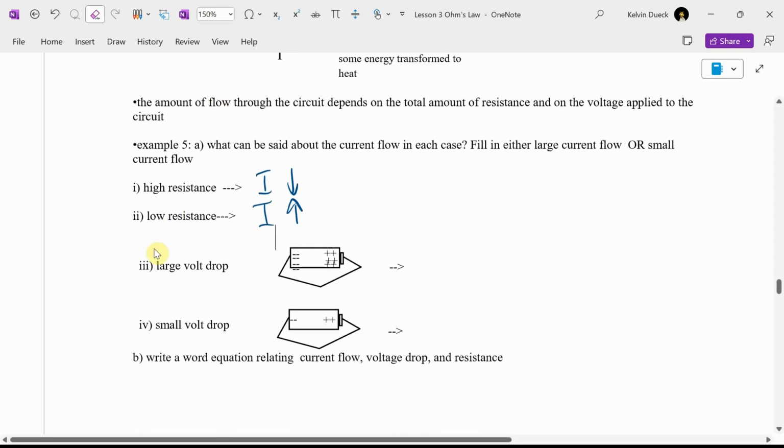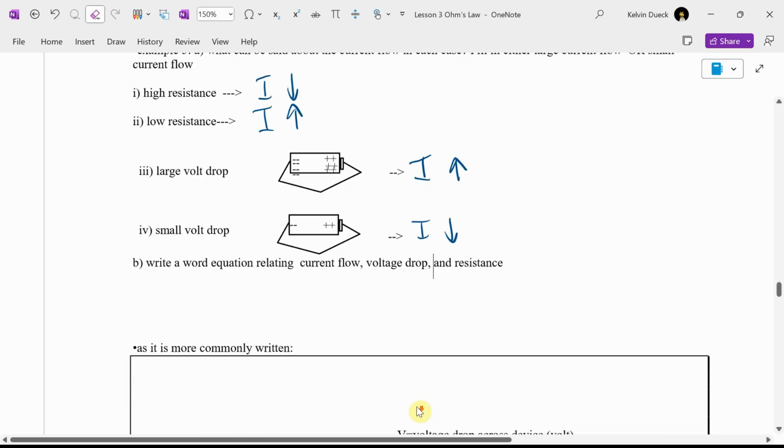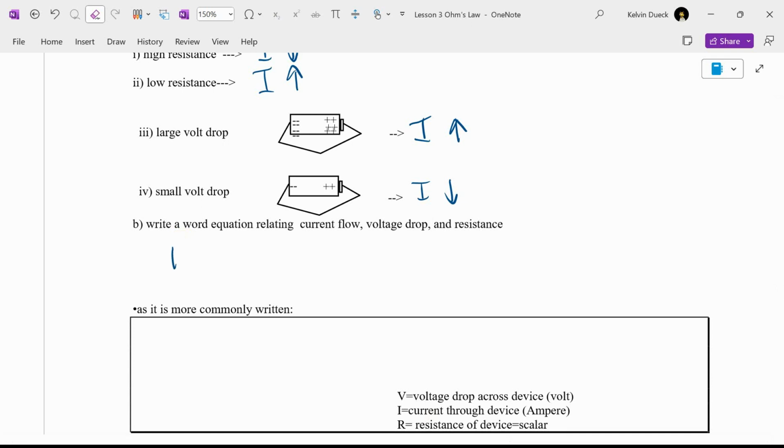Now, what if I said voltage is height? What's more popular, a really tall ski run or a really short bunny run? Large voltage drop, bigger current. Low voltage drop, smaller current. Notice these two match. Big voltage, big current, small voltage, small current means the V is going to be on the top. As an equation, we have this: current is voltage divided by resistance.